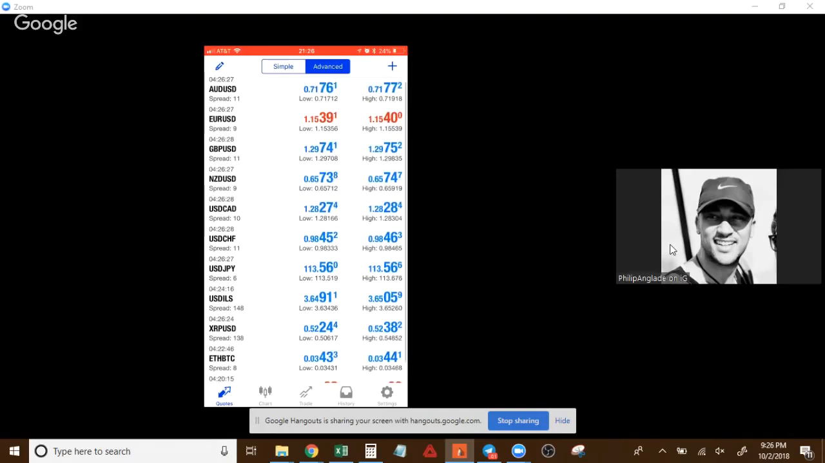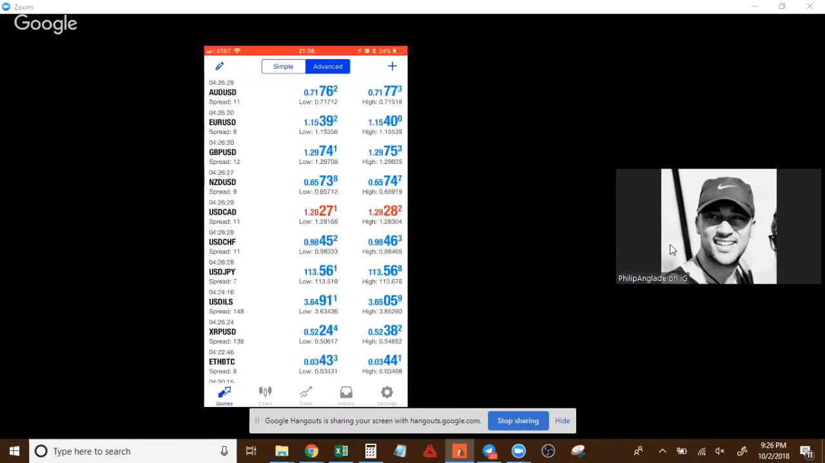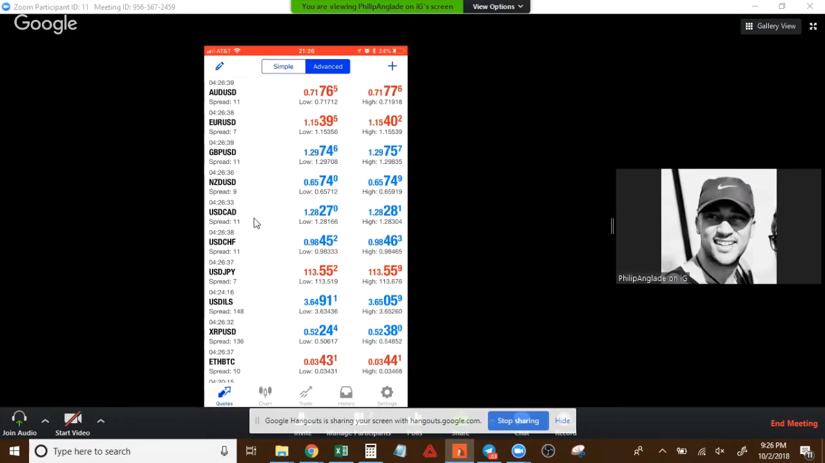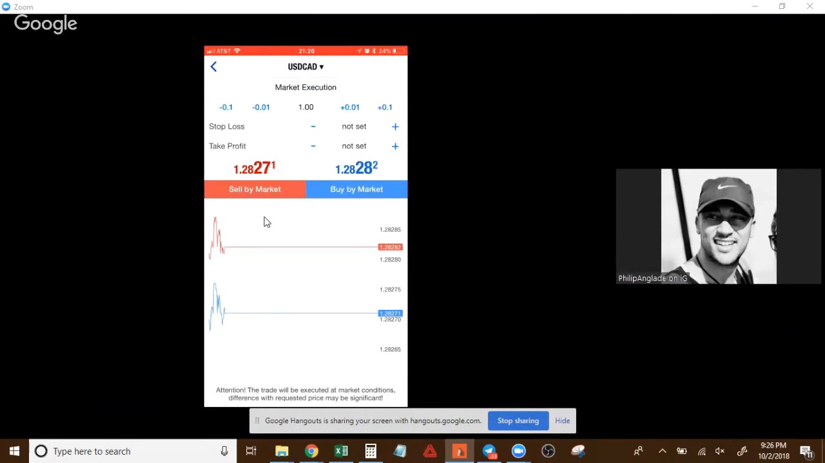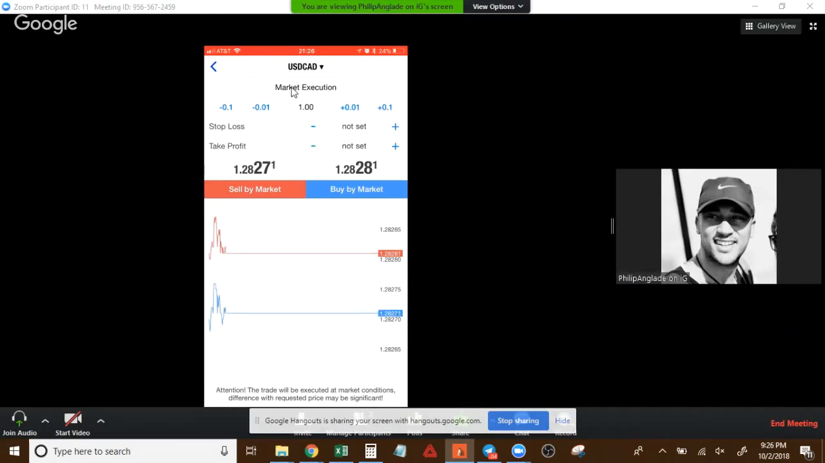And from there, you'll see a couple different pairs that are up here, right? And what you're going to want to do is find the pair that you're supposed to be getting into. So USD CAD, right? You click it and then click where it says trade. Now, what you want to do is make sure of two things. You want to make sure that you are in the right pair. You want to make sure that you are using what we call market execution, meaning you're executing your trade at the market price, which is right here or right there.